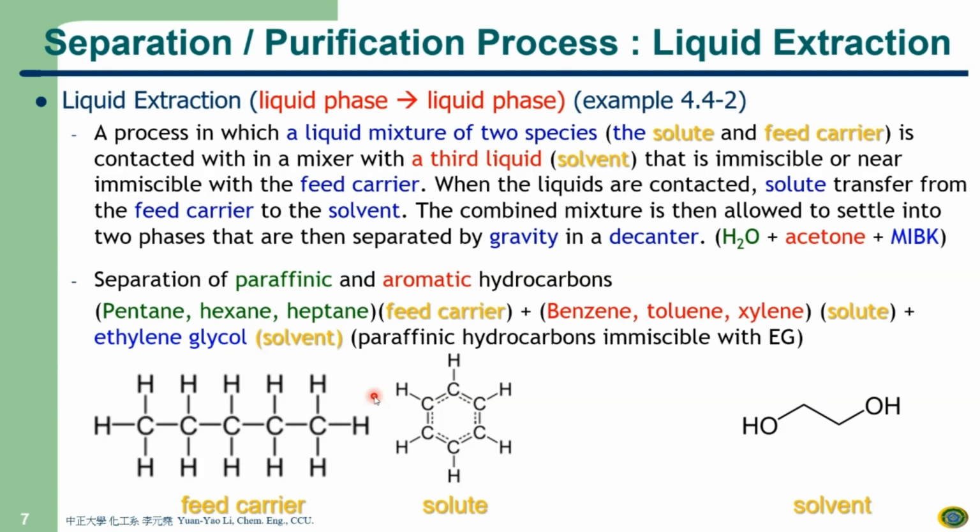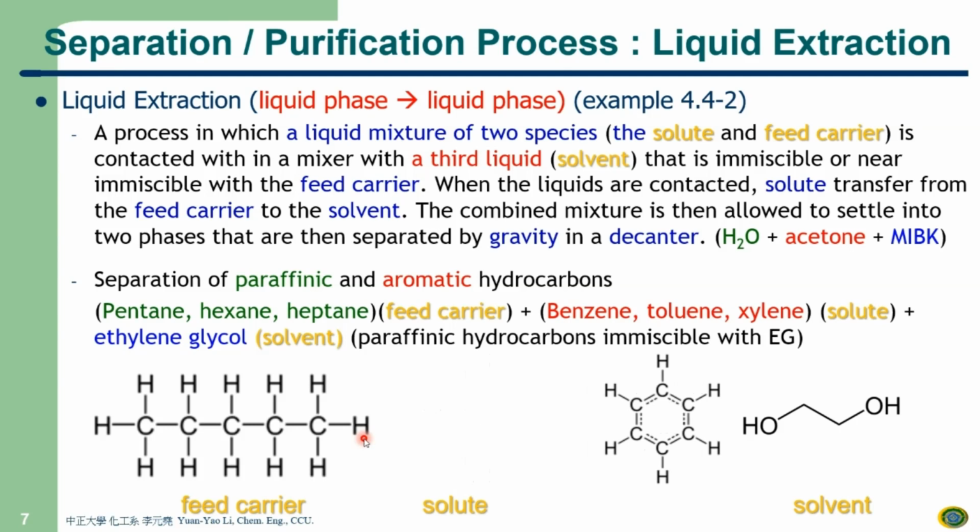And then if we use glycol, this one we call EG, we put this EG into this mixture, and this aromatic will be taken away from the feed carrier, from the aromatic hydrocarbons. So this is what we call liquid extraction. And we do the distillation to separate these two, right?